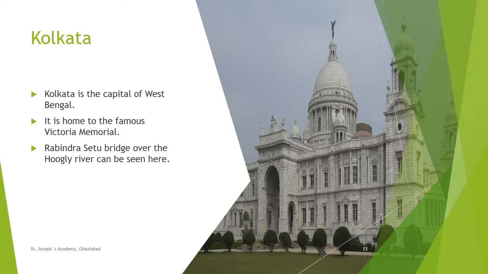Kolkata is the capital of West Bengal. It is home to the famous Victoria Memorial. Rabindra Setu Bridge over the Hooghly River can be seen here. So, what is the capital of West Bengal? Kolkata. Kolkata is the capital of West Bengal. Let's move on to our fourth city.